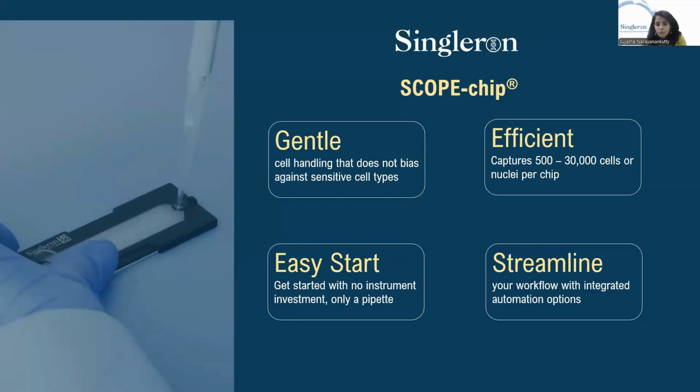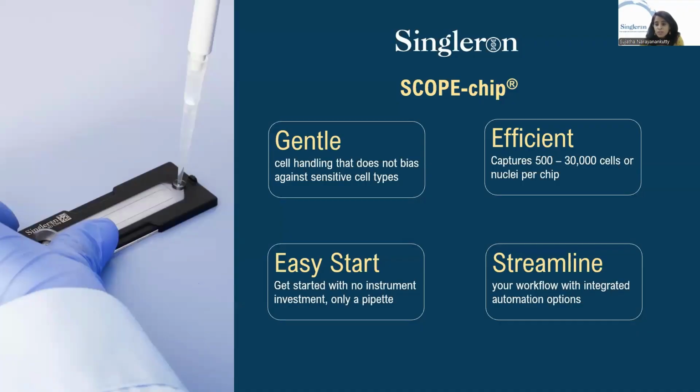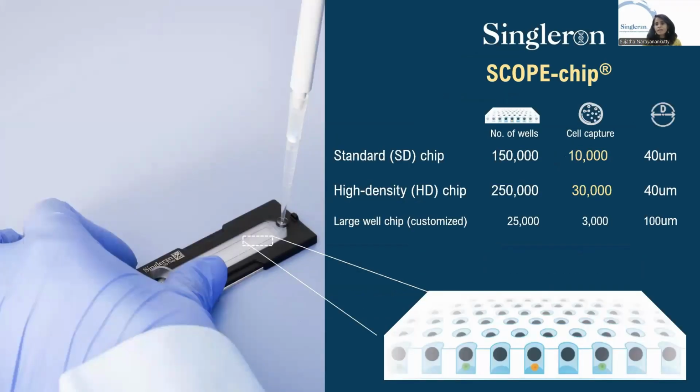And so that brings us to our technology, which is the scope chip. This is what we use for partitioning the sample and then capturing the mRNA. As you can see, it's sort of a slide-like setup, and it's a very gentle setup because we just pipette cells into this chip and let gravity do the work, with the cells just falling into wells that are on this chip. So we've got a few kinds of chips. The standard chip has about 150,000 wells, and we can capture up to 20,000 cells there. And then we also have other iterations that can capture a larger number of cells.